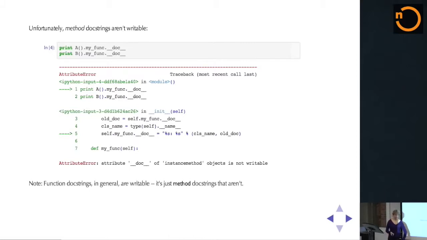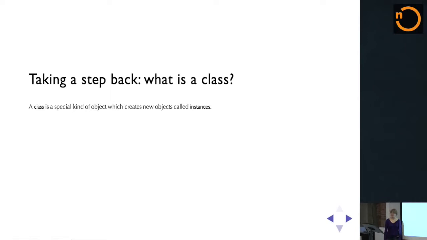I'll note that in general, docstrings are writable for functions. If you just have any random function, that is fine. But in particular, for methods, the docstrings aren't writable. So this is a specific problem to classes in particular. So is there a way that we can perhaps change the docstring before the function becomes a method? And the answer is yes.